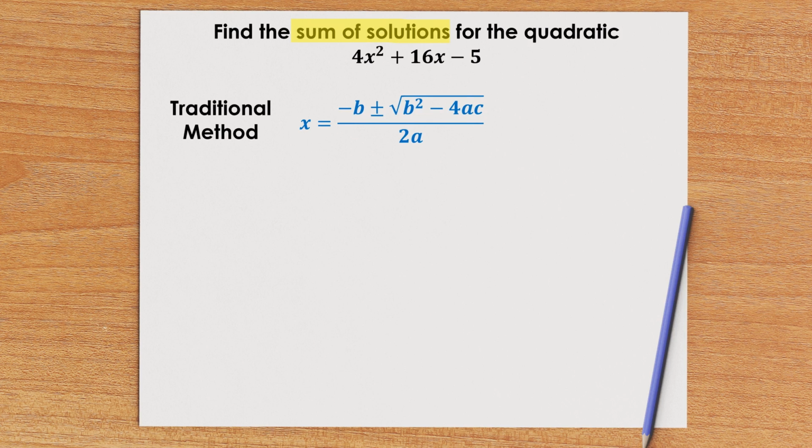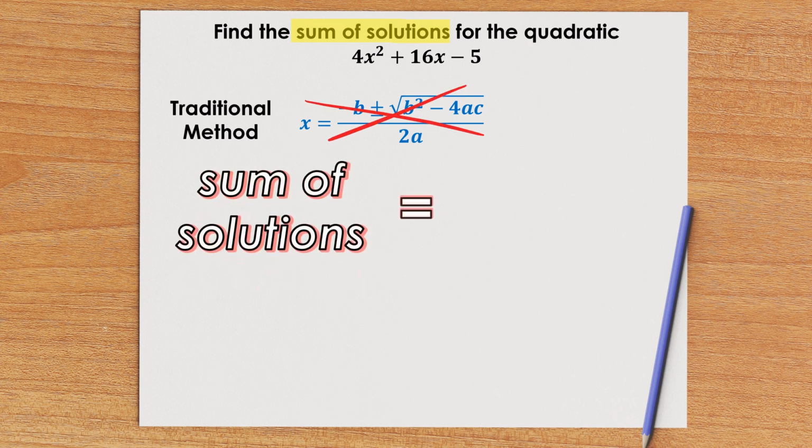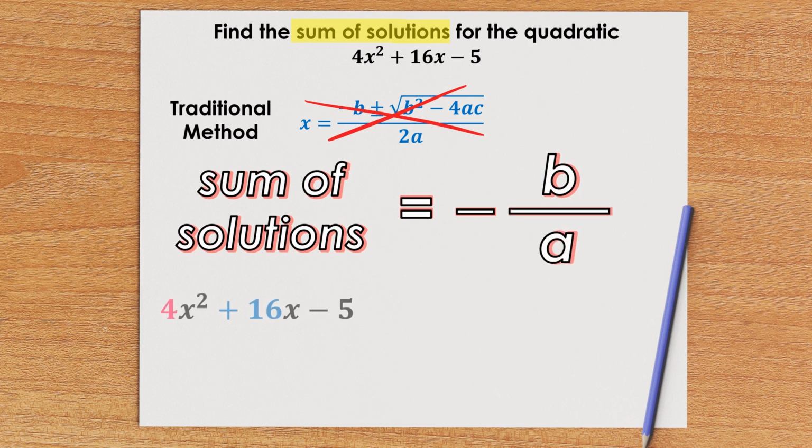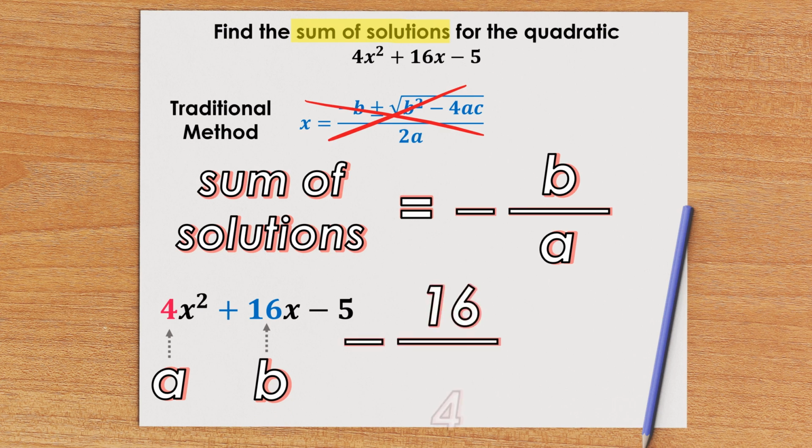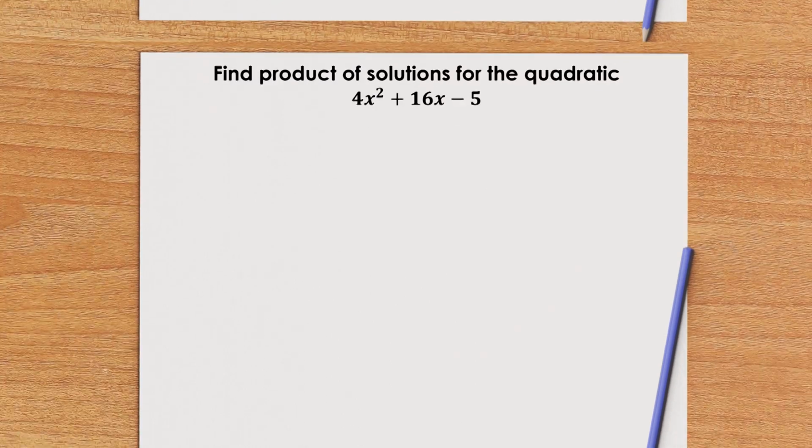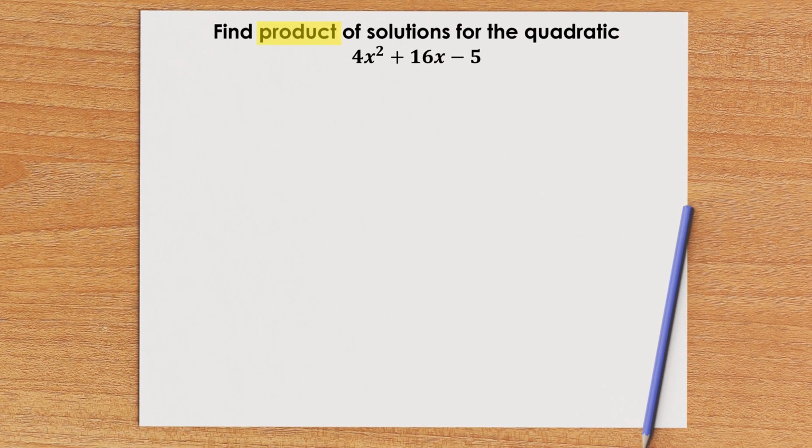But for any quadratic in standard form, the sum of solutions is simply -b/a. In our case, b is 16, and a is 4, so we do -16 divided by 4, which gives us -4 as our answer. Let's try another one. Find the product of solutions to the quadratic 4x squared plus 16x minus 5.